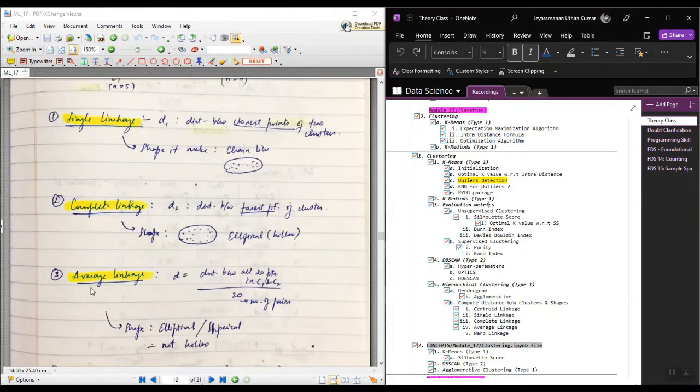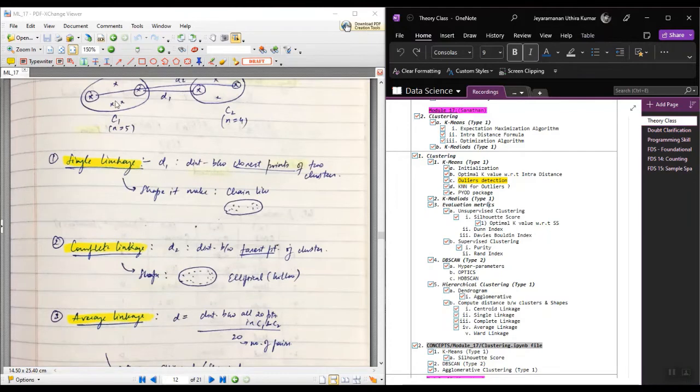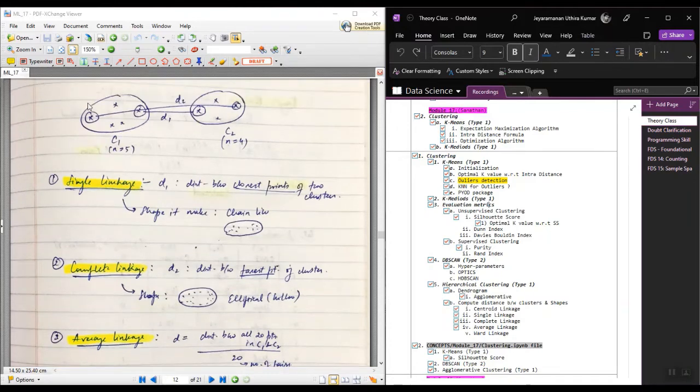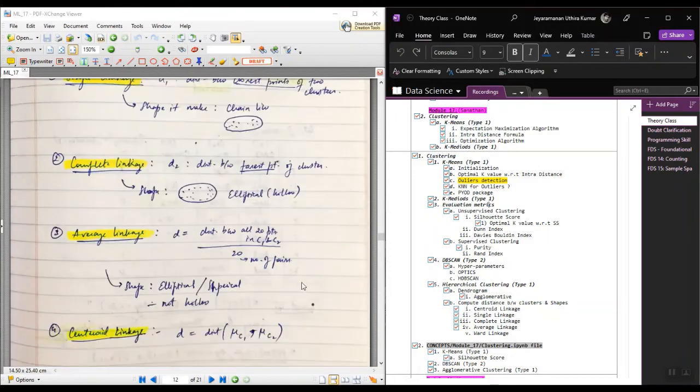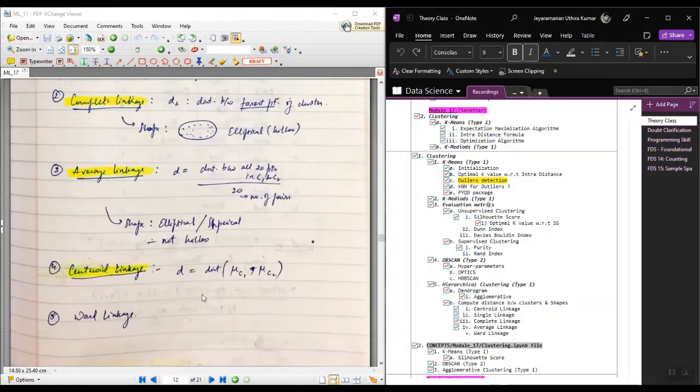Okay. Another one is average linkage. Let's say 5 points are here, and 4 here. That means 20 pairs of distances can be calculated. So the average is the sum of distances between the points in the 2 clusters divided by the number of pairs, 20. This distance can also be used, and it provides an elliptical or spherical shape, and it doesn't have any hollow inside. And the other idea is centroid distance, which is the distance between the clusters using the mean points. And another linkage is Ward linkage.